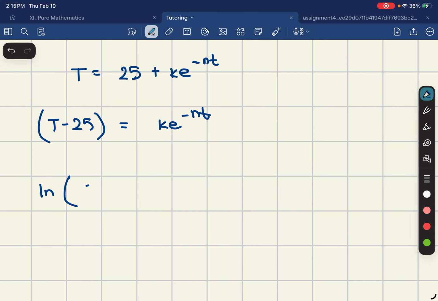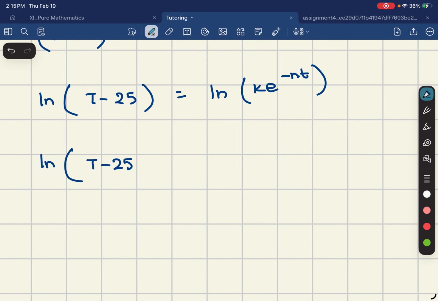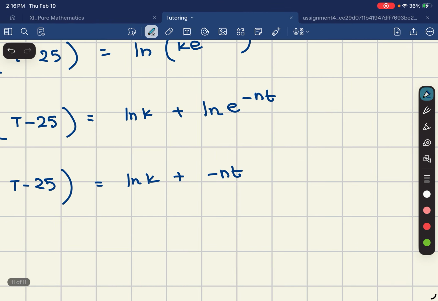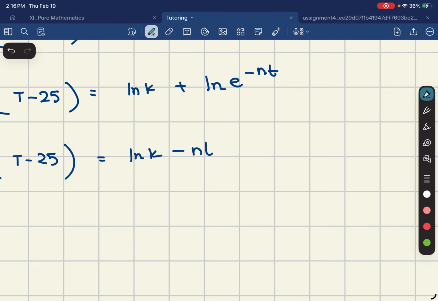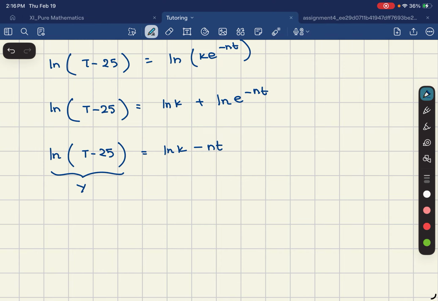So now, if I take the natural log, then I get ln(k e^(-nt)). So ln(T - 25) is equal to ln k plus ln e^(-nt). ln(T - 25) is equal to ln k plus negative nt, right? Because ln e is just 1, and you can bring the negative down. So minus nt. And if you think about it, this is linear. This is your y. t is going to be your x-axis. This is your gradient. You have a negative gradient. And this is your y-intercept.